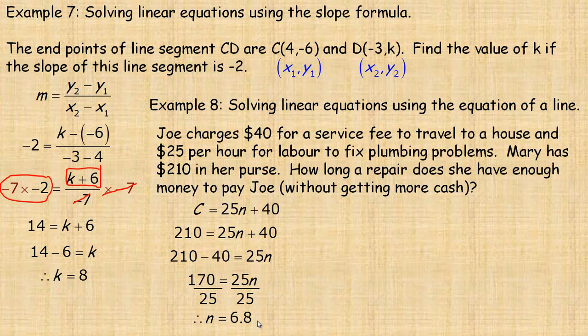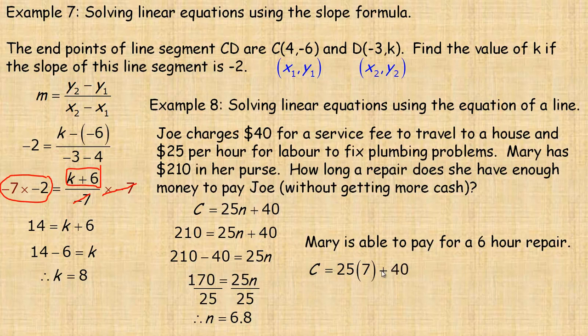Now, Mary only has $210. You would not round this to 7. This is one of the few times when you actually would round down. She's only able to pay for a 6-hour repair. If we rounded this to 7 and put 7 in place of N here, we would go 25 times 7 plus 40. That's 175 plus 40. If he actually worked 7 hours, she would need $215, but she only has 210. So you would not round that to 7. You would round down to 6.